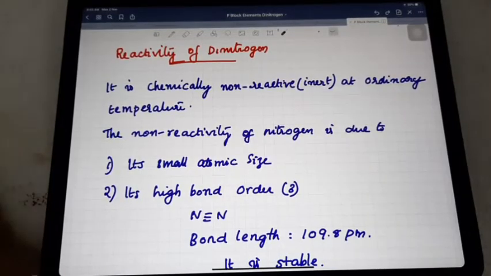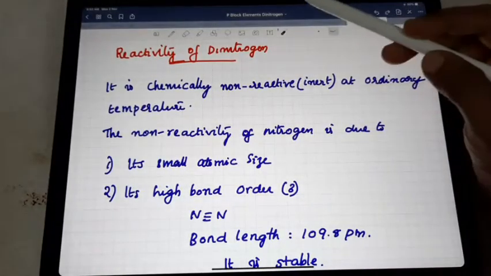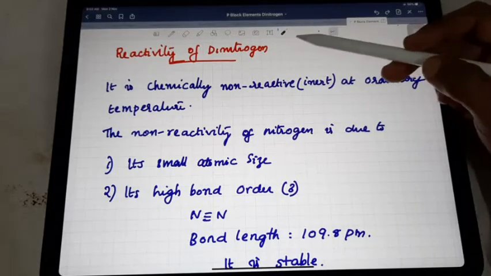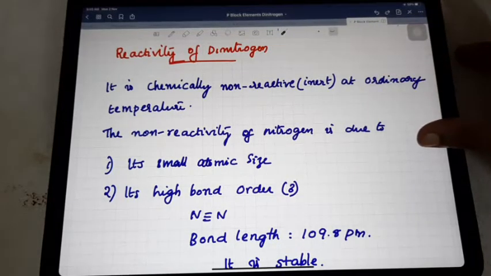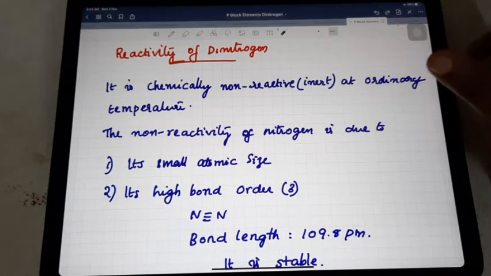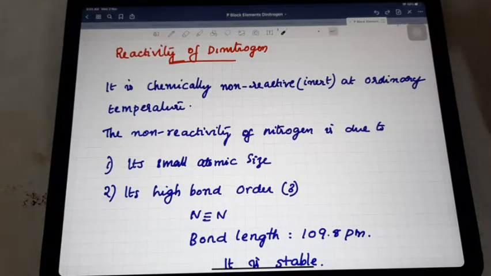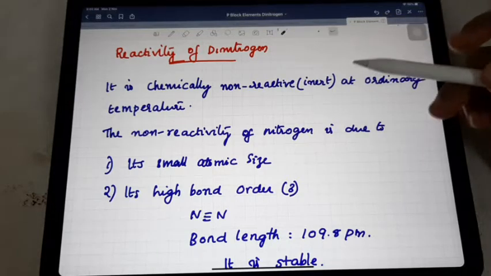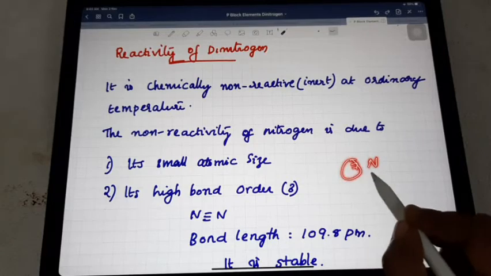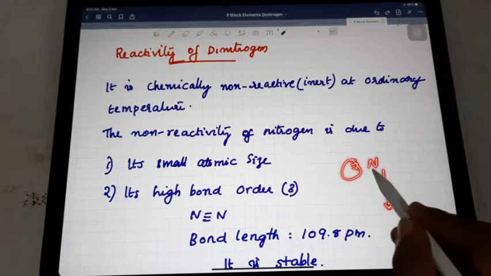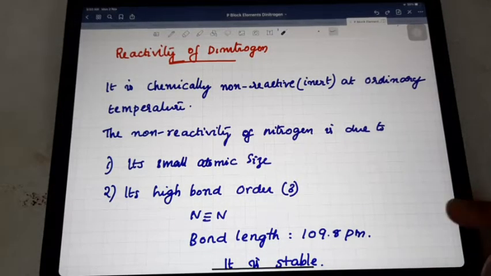Reactivity of dinitrogen. Dinitrogen is said to be chemically inert, non-reactive at ordinary temperature. But when temperature increases, its reactivity also increases. Why is it non-reactive at room temperature? Because of 2 reasons. It has a small size, because you know that the atomic number is 7. So compared to the other members in the family, nitrogen has a small size.